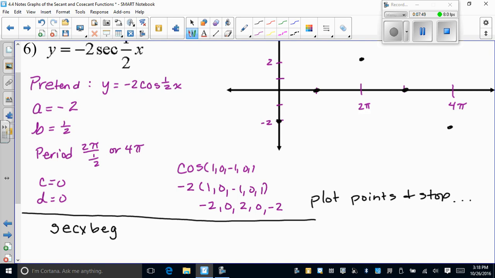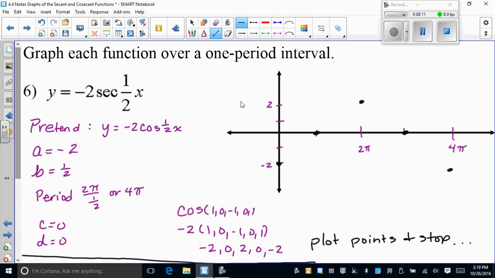So step 1 really is pretend you're graphing the cosine curve. All you do is plot the points and stop. And that's where secant begins. First things first, draw in your vertical asymptotes. Everywhere the cosine values are 0. So I have a vertical asymptote here. I want that to be a dotted line.